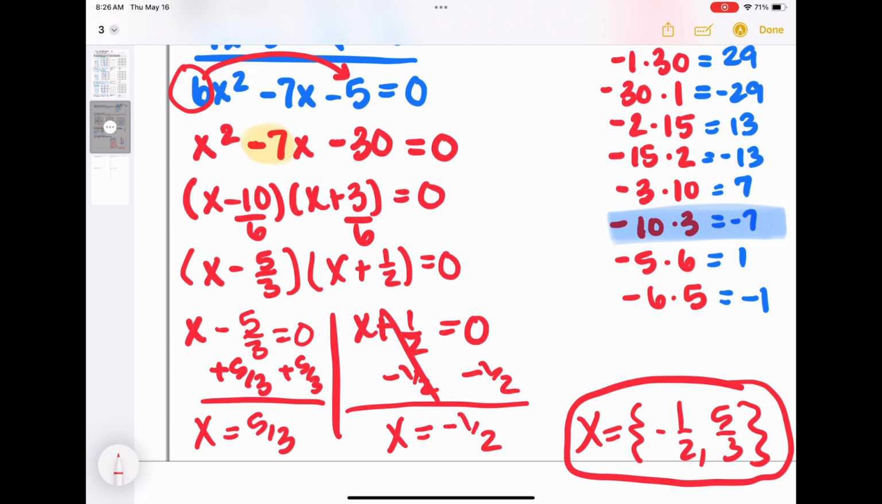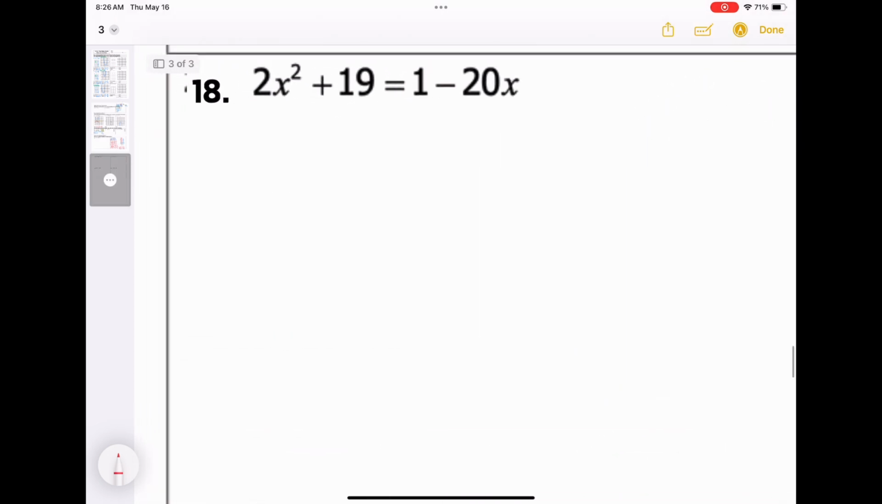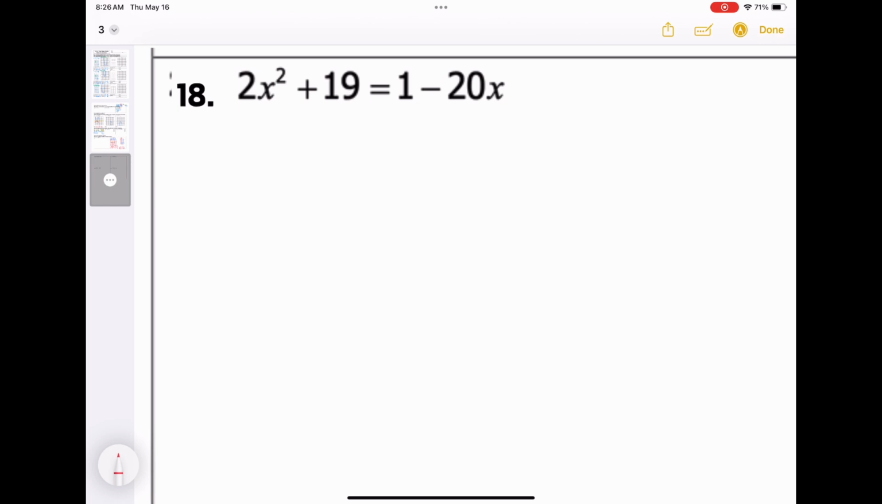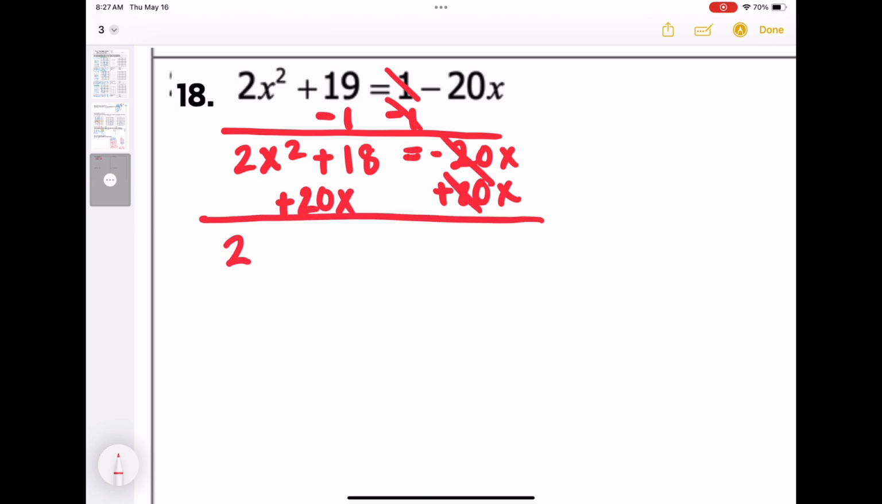All right, let's look at the next page. So we have number 18. 2x squared plus 19 equals 1 minus 20x. So first I need to make it equal 0, so I need to move 1 to the other side. It has a like term with 19, so I can subtract those two, which is going to give me 18. And then I need to move that negative 20x to the other side, so I'm going to add 20x to both sides. And it doesn't have a like term, so I'm going to put it in between 2x squared and 18.